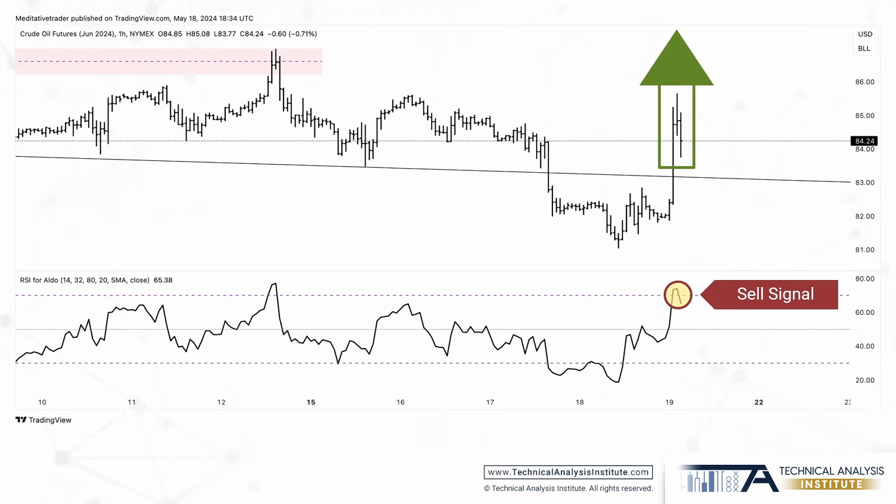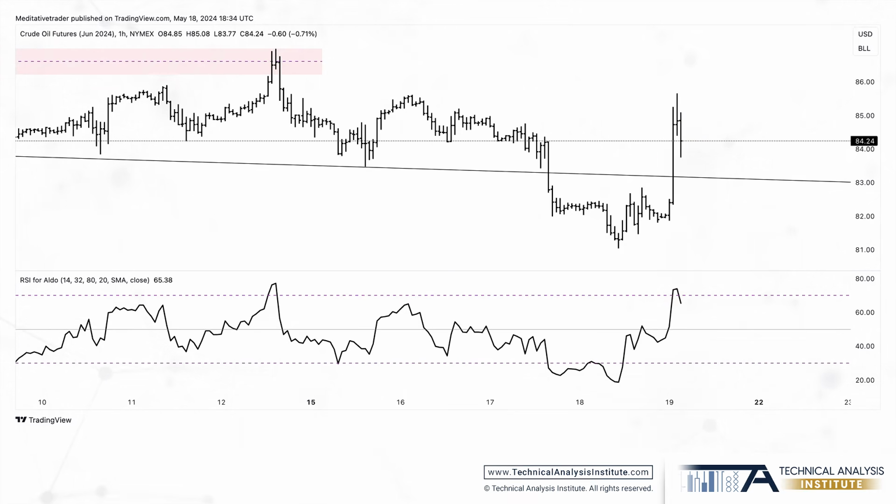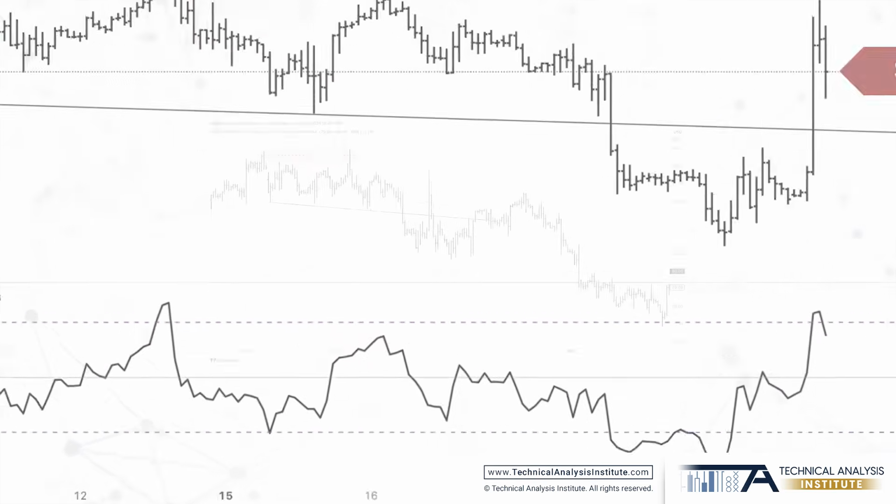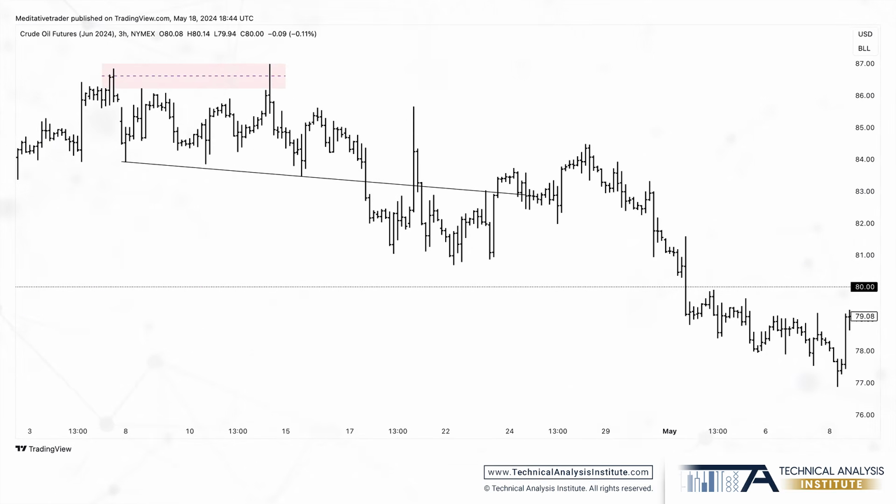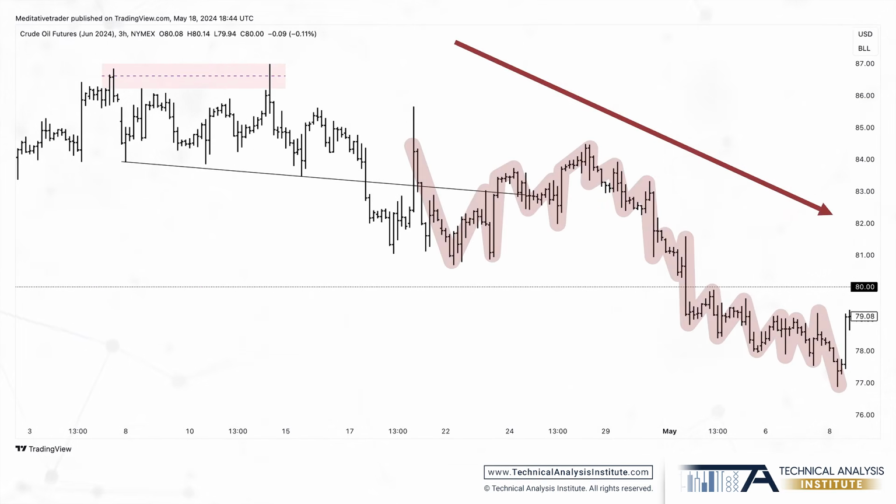However, at this point we're not concerned with the size of the spike. Our plan was to sell the next sell signal of the RSI and every sell signal thereafter. And here it is. A sell signal can be placed at around 84.20. In order to show you what ensued after the RSI sell signal, I have switched to a 3-hour chart where you can see the price drop from the 84.20 entry all the way down to 77.